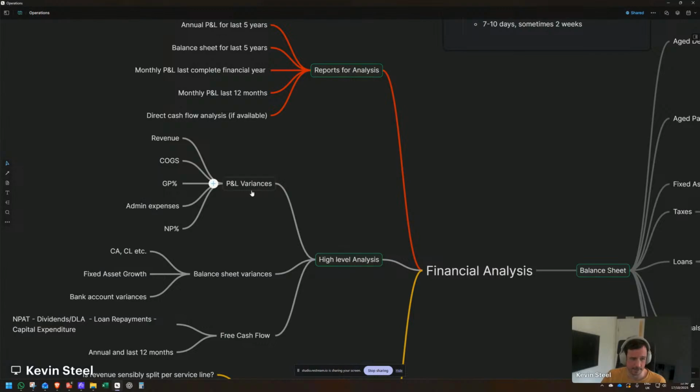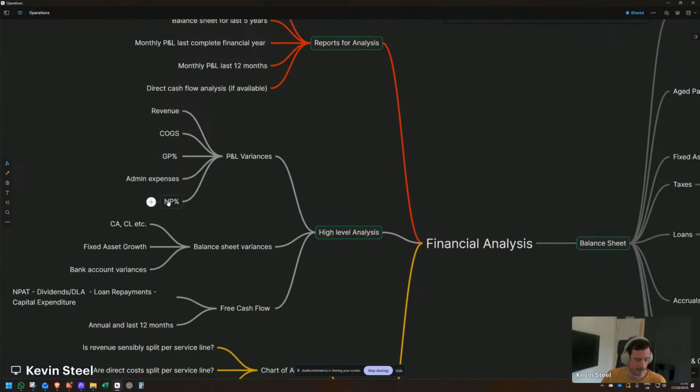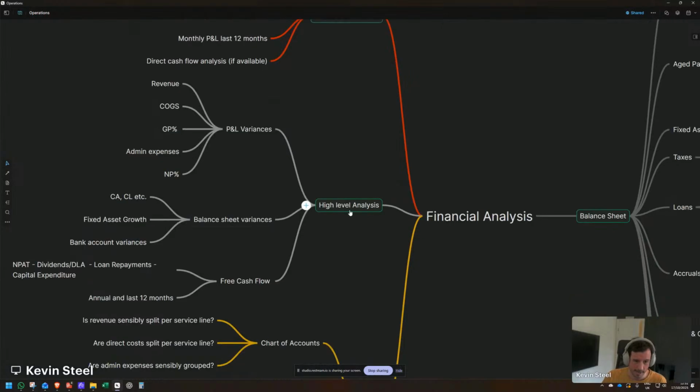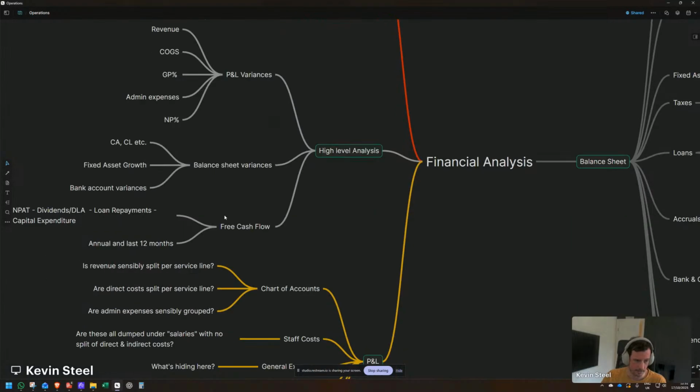So have a look at some variances, revenue, is there any seasonality? Is it recurring income? Are there any big spikes? Same for cost of goods sold. Have a look at the GP margins. Have a look at the admin expenses. Are there any big variances in there month to month, etc.? Have a look at net profit percentage. Look at balance sheet variances. So current assets, current liabilities, working capital, fixed asset growth, any bank account variance in terms of cash.